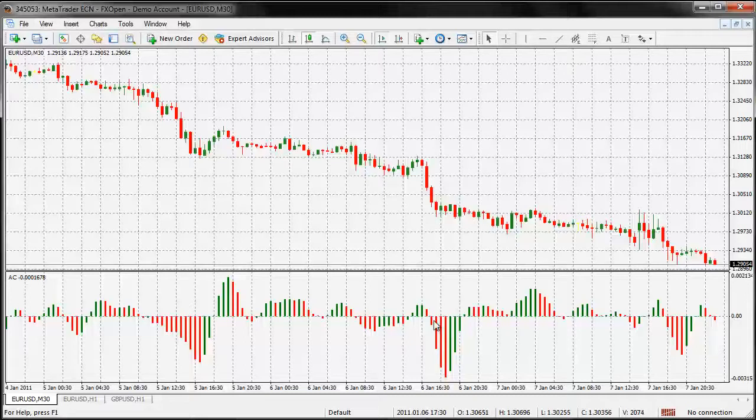Alright, now a short trade is basically the opposite. When you see the red one here, what you're looking for is for the next red bar to be under the 00 line, and then you go short. And then as the red bar starts to turn green, you close that short trade.